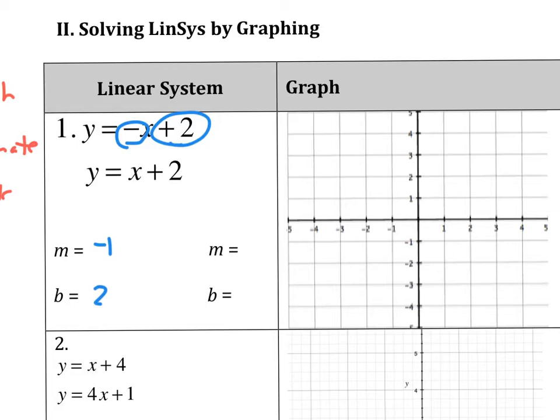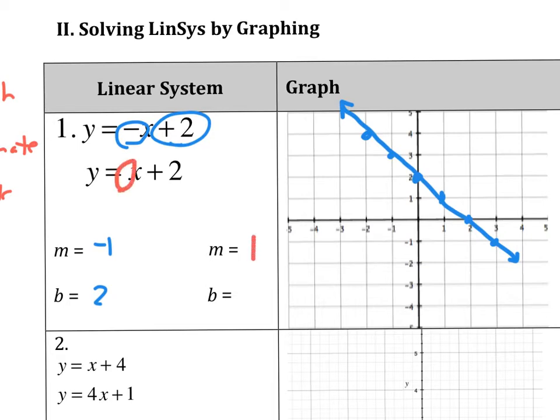So that means I begin at +2 on the y-axis right there. And now I go down 1, right 1, down 1, right 1, or up 1, left 1, like so. Notice I'm not shading or anything. This is not an absolute value, so we're not bouncing around. All I do is connect the dots.